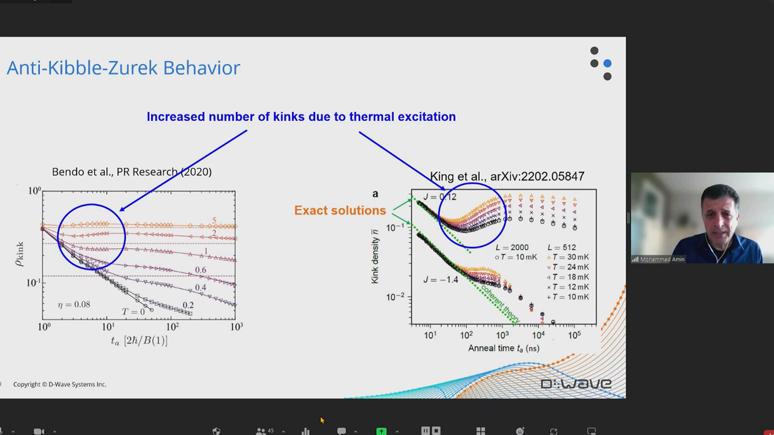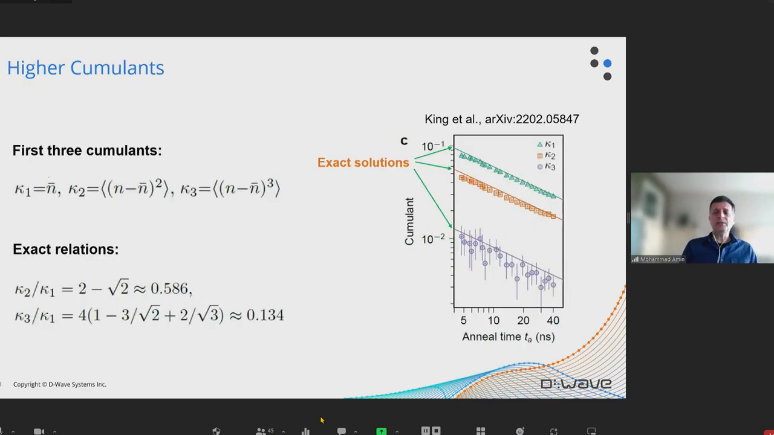Now, the average kink density is not the only thing you can calculate or extract from experimental data. You can go further. You can look at other moments. So this is the first moment, second moment, third moment, and the cumulants: first cumulant, second cumulant, and third cumulant. Theoretically, these are not independent, and there's some relation between them. You can prove that. And on the right, again, we have experimental data with theoretical lines with no free parameters. So it's not only the average, which is the top line, that agrees, but also the second cumulant and third cumulant agree pretty well with the experimental data.